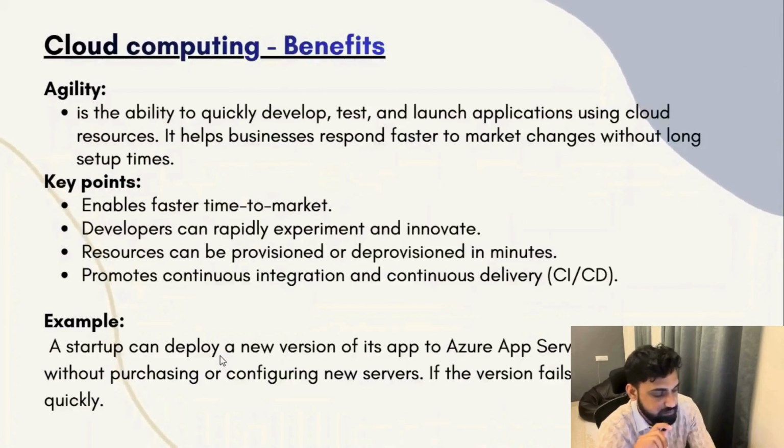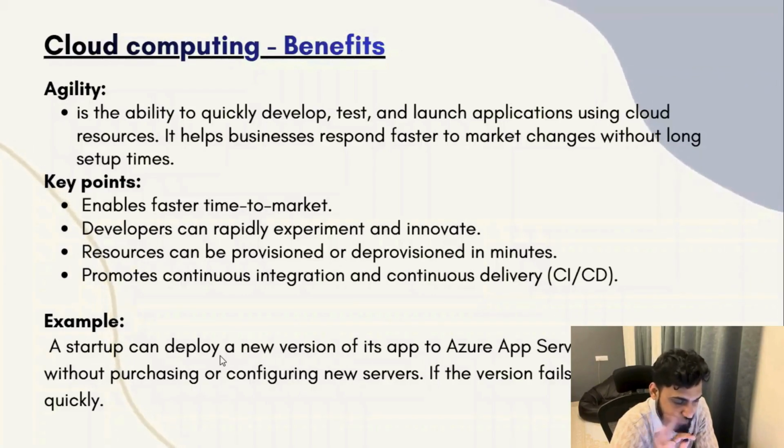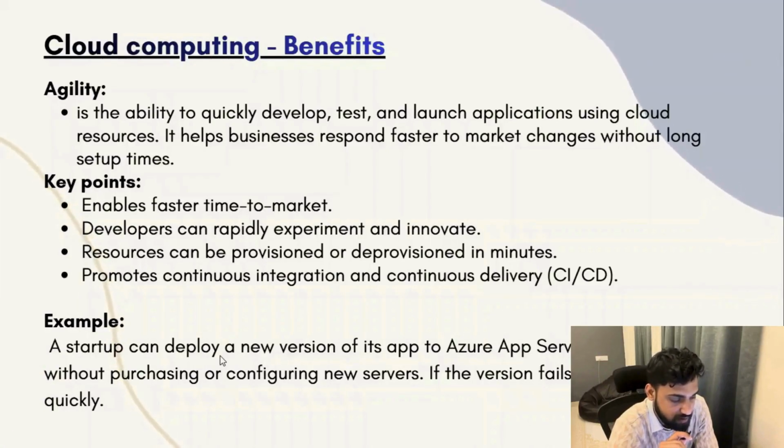So basically agility, by definition, is the ability to quickly deploy, test, and launch applications using cloud resources. It helps businesses respond faster to market changes without long setup time. For example, it enables fast time to market. Developers can rapidly experiment and innovate. Resources can be provisioned or deprovisioned in a minute.